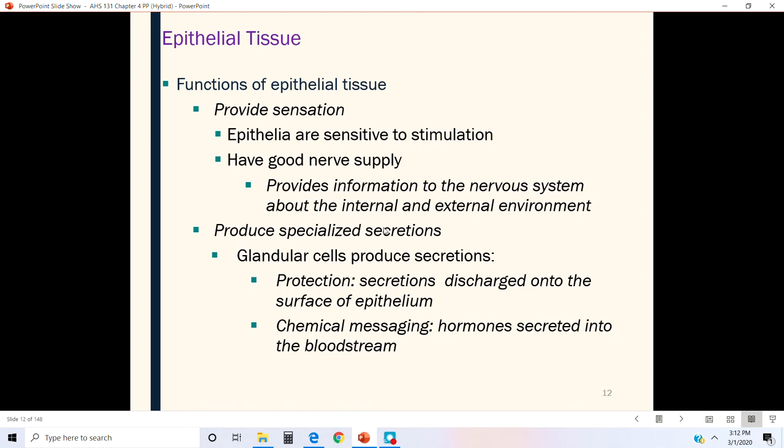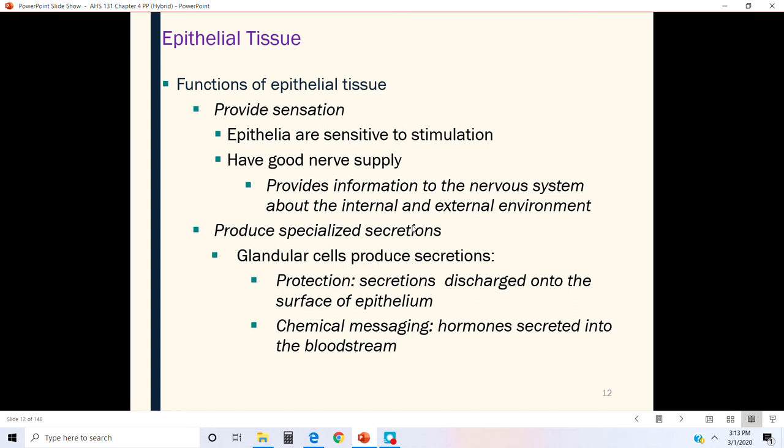Third one's an important one too. It provides sensation. It turns out epithelia have a great nerve supply, right? Meaning that they have a lot of structures from the nervous system going to the epithelium, and that's going to provide sensation, or a way of providing information to the brain and spinal cord as far as what's happening in the outside world, if it's coming from the skin or even if it's coming from an organ, right? So epithelia, excuse me, are sensitive to stimulation. And again, the reason for that is they have a good nerve supply, and I'll show you that. And that's basically providing information to the nervous system about any changes in our internal environment or the external environment. And then this function here, we kind of mentioned already, is that epithelium does form our glands, right?